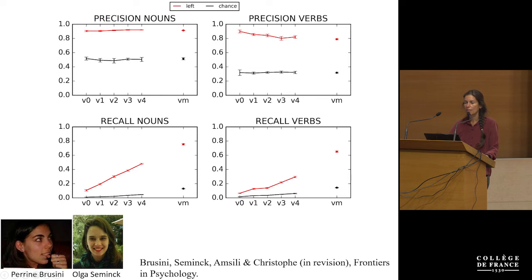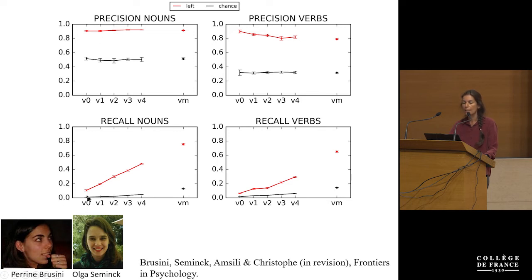So you get the results for nouns here and for verbs here. In black, this is a chance model, just to see what you would do by chance. And in red, you have the precision and the recall for that model. So 2 things. You see first that precision is very high for nouns and for verbs, and it doesn't depend on the size of the vocabulary you know initially. So when you know very few words, your precision is already very high. As you know more words, the precision doesn't increase.